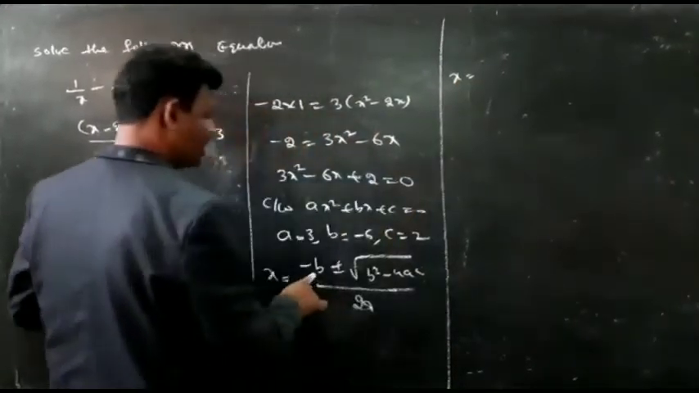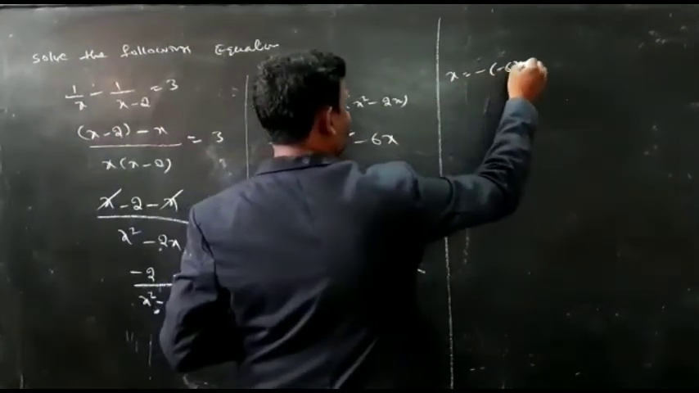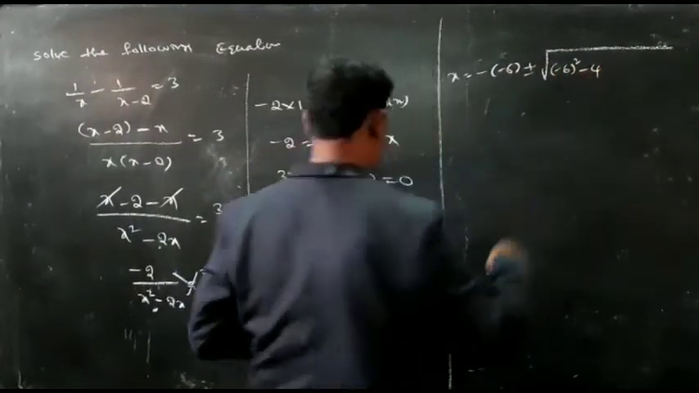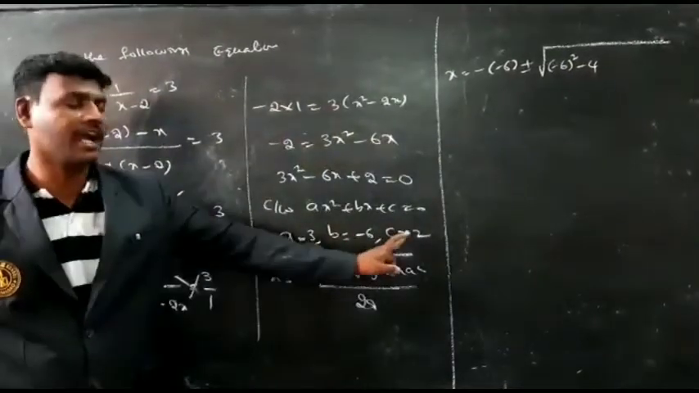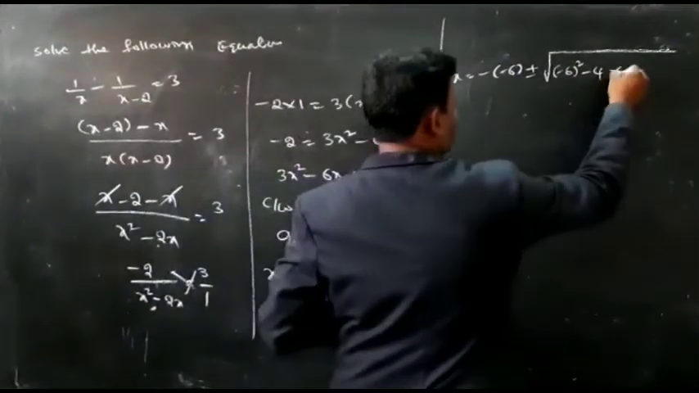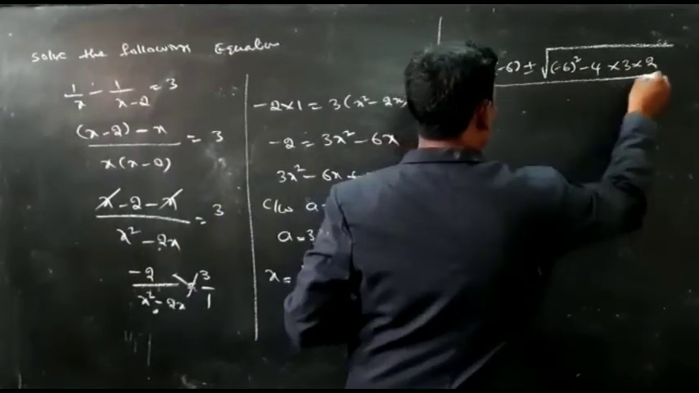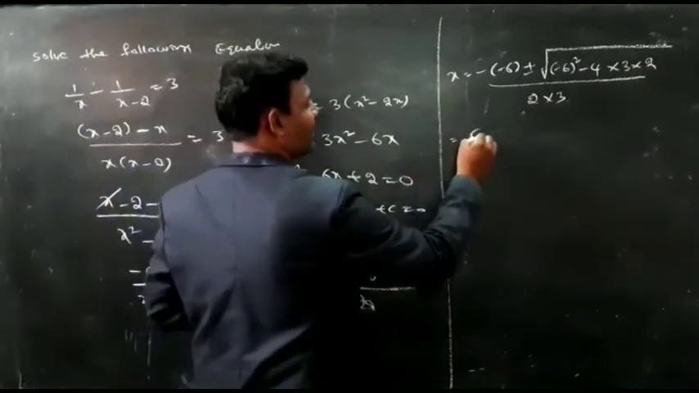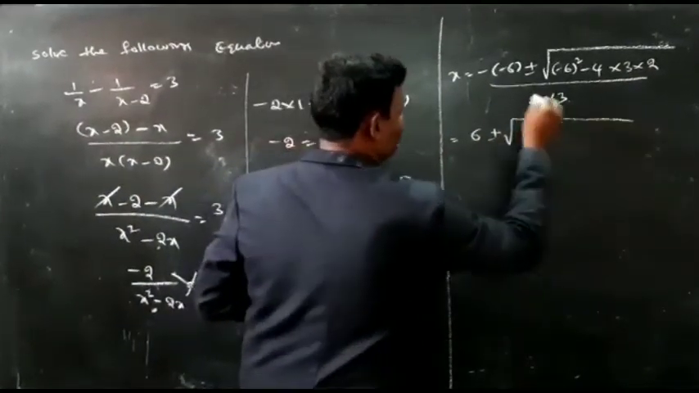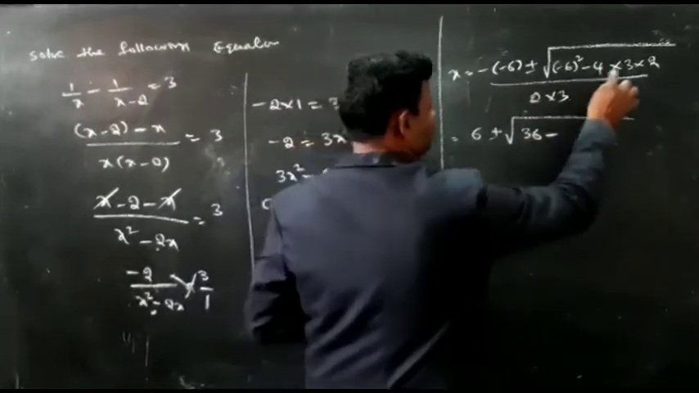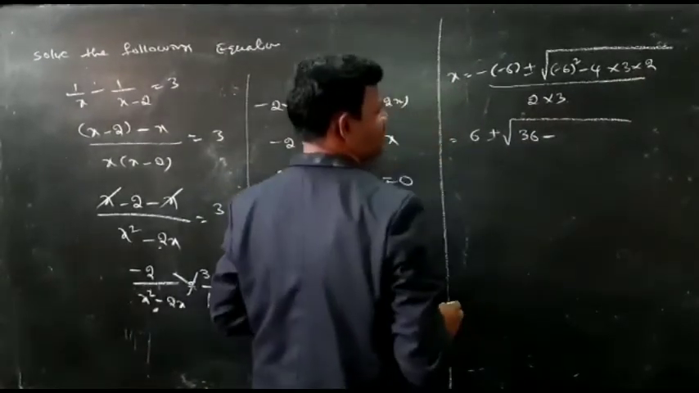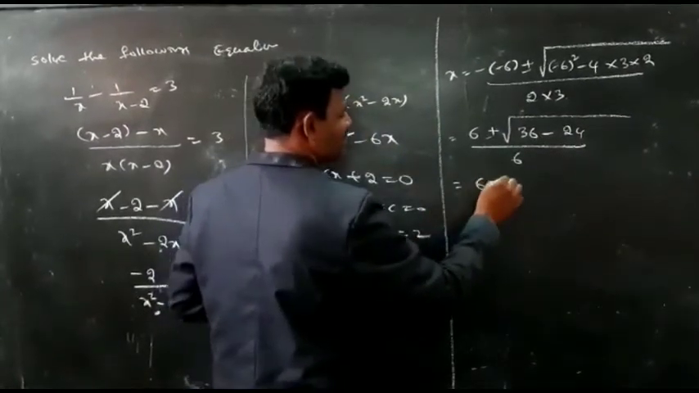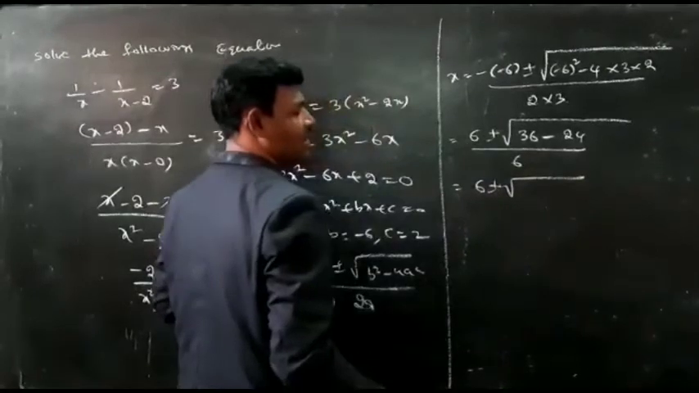x is equal to minus b plus or minus under root of b square minus 4ac, where a is 3 and c is 2, divided by 2a, that is 2 into 3. So minus of minus 6, which is 6, plus or minus under root of 36 minus 4 times 3 times 2. 12 2s are 24, divided by 2 3s are 6, is equal to 6 plus or minus under root of 36 minus 24.